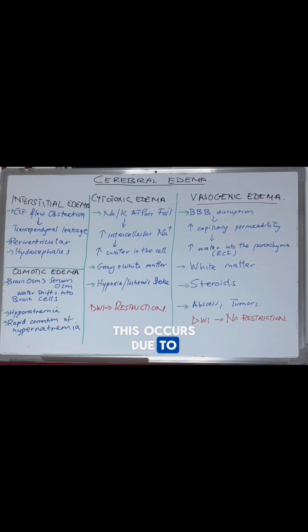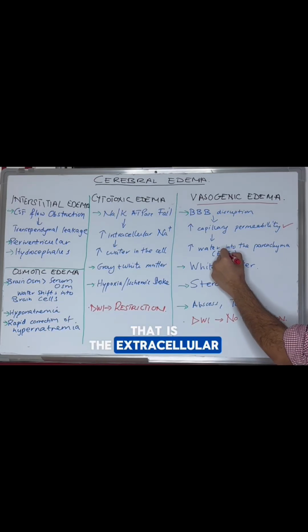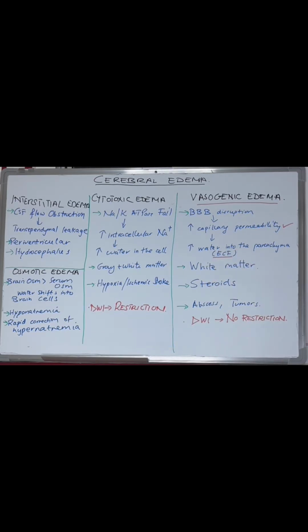This occurs due to blood-brain barrier disruption, which increases the capillary permeability, and therefore there is increased water content into the parenchyma, that is the extracellular fluid. Vasogenic edema primarily occurs in the white matter because the white matter has a looser structure compared to gray matter.